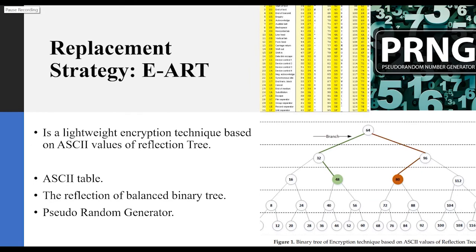All the detected personal health information will be encrypted using the ART algorithm. ART is a lightweight encryption algorithm. This algorithm uses the idea of a balanced binary tree along with the ASCII table for character substitution. It also uses dynamic key generation to encrypt each character using a different key.